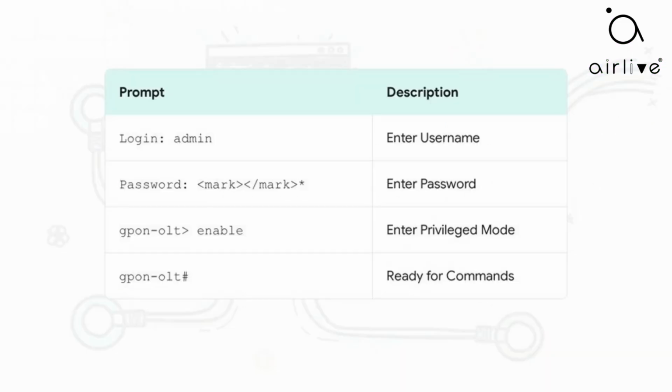And this, right here, this is the front door. This is exactly what a network engineer sees. It's raw, it's just text. They type in a username, a password, and then that command enable to get into what's called privileged mode. And once they see that GPON OLT hash prompt, that means the machine is listening. By the way, GPON just stands for Gigabit Passive Optical Network, which is the type of fiber network we're talking about. At this point, the OLT is ready for its commands, ready to orchestrate the data for a whole community.